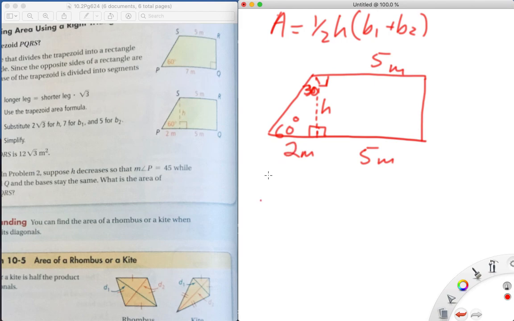Since 2 is the shorter leg, I know that H in this case is going to be equal to the longer leg, which means that the longer leg is equal to 2 times the square root of 3. So in this case, H is equal to 2 times the square root of 3.